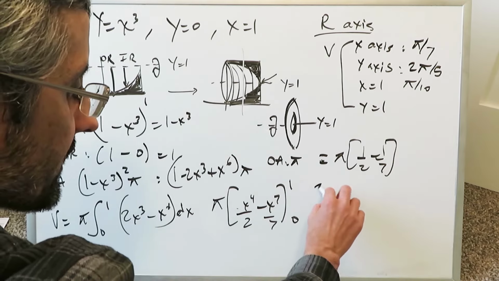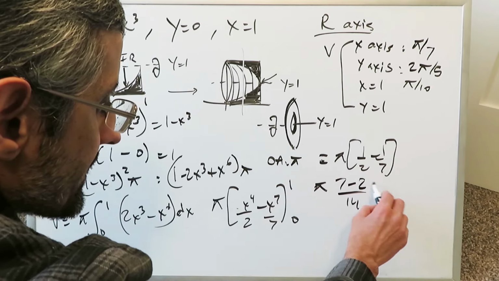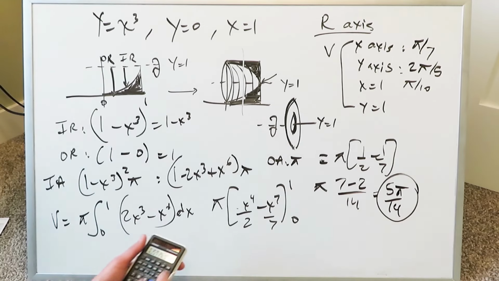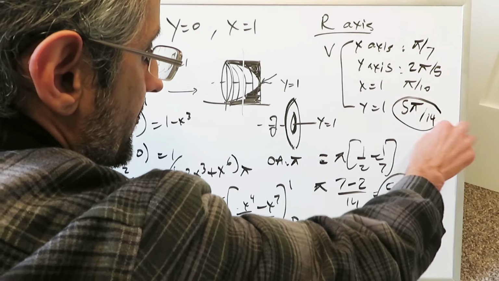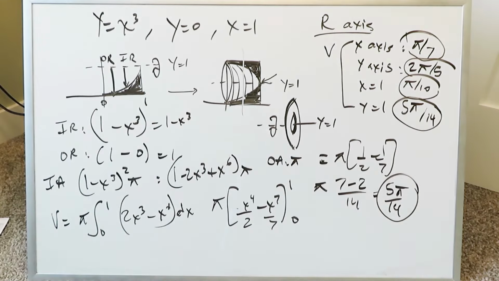And what will we get? We'll get 7 minus 2 over 14, which is what? 5 pi over 14, and that'll be the volume over here. So the volume of this solid specifically will be 5 pi over 14. All of these have been demonstrated here for you, and they're worked out. All of those are right and correct. I believe I don't have any mistake here on the board.